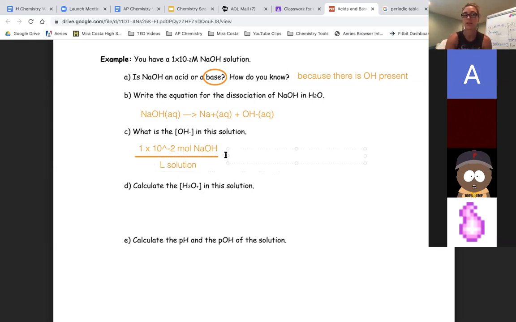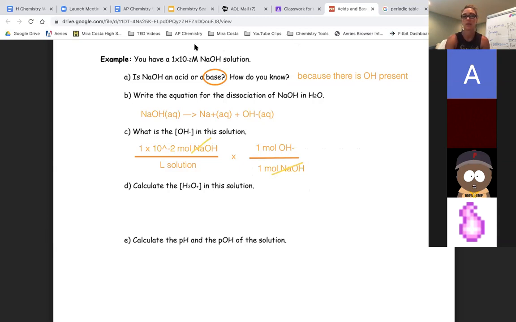So now I can think of this in terms of stoichiometry. I have a 1 to 1 to 1 ratio here, so I'll put the mole ratio in. There's 1 mole of hydroxide ions produced for every 1 mole of sodium hydroxide. That's just based on the balanced equation. And so I can see that moles of sodium hydroxide will cancel, right?